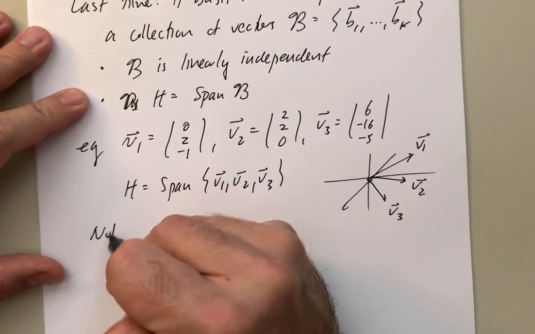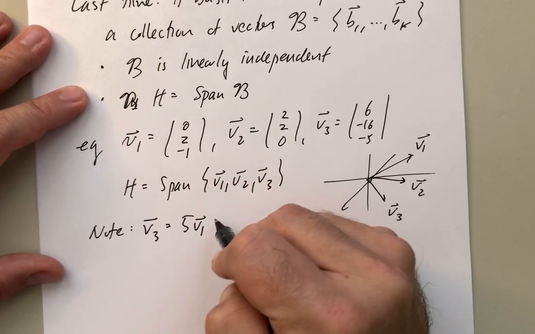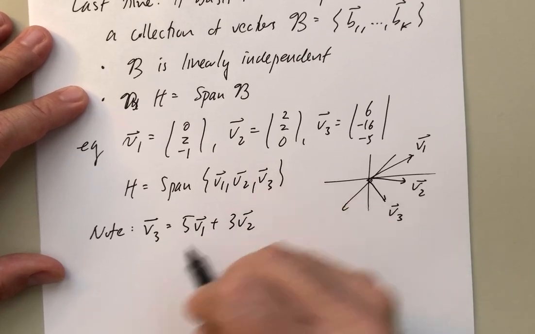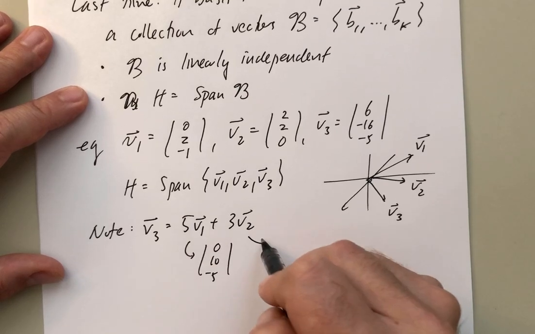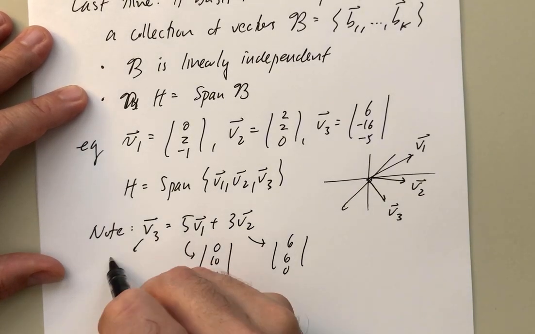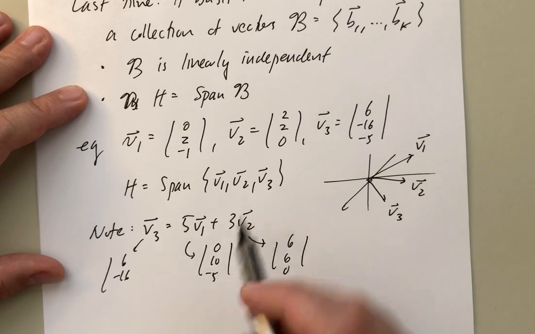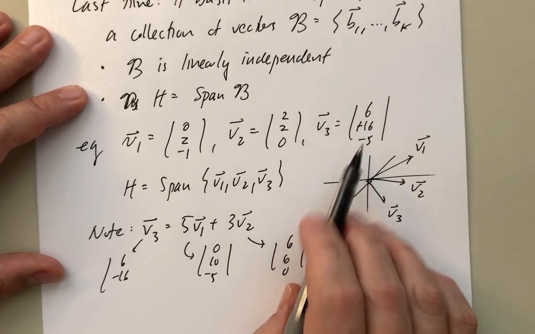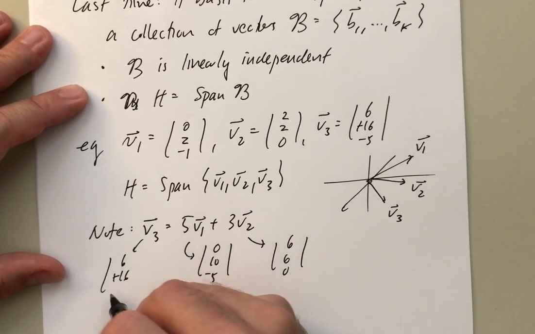Now, what I want you to note is that the vector V3, in fact, is a linear combination of the other two. It's 5V1 plus 3V2, right? Because 5V1 would be 0, 10, minus 5. 3V2 would be 6, 6, 0. And if you add that together, you get 6, 16, minus 5. Hang on, so this should be plus, sorry. Copied down wrong. So now it is actually equal to 5V1 plus 3V2. It's 6, 16, minus 5.